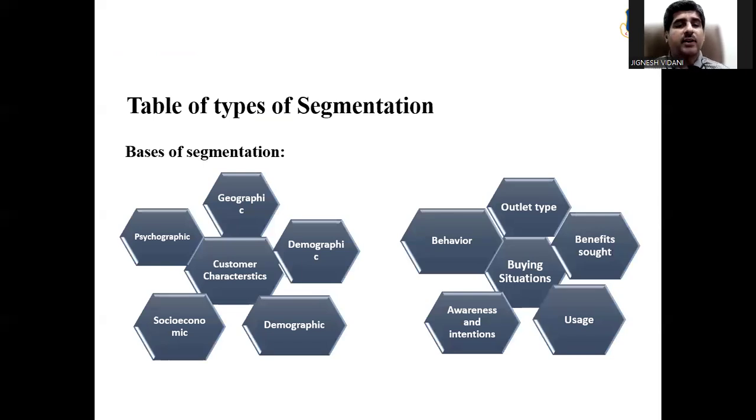The base of segmentation can be geographic, demographic, socio-economic, or psychographic, based on consumer characteristics. Based on buying situation, it can be segmented into outlet type, benefit sought, usage, awareness and intentions, and behavior.